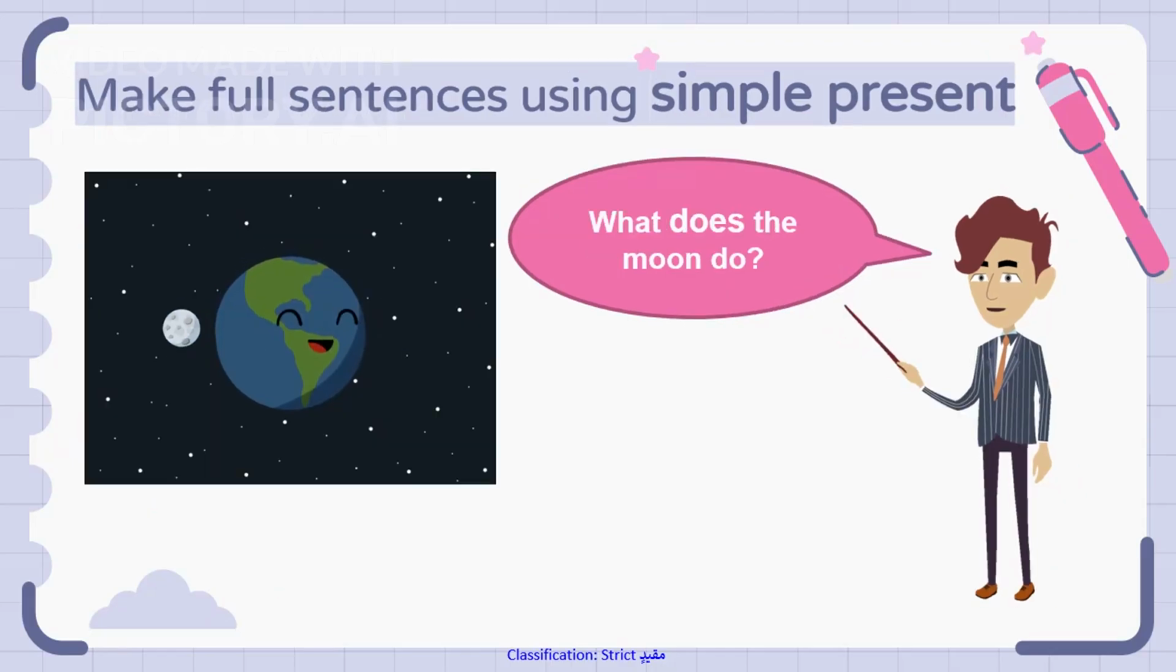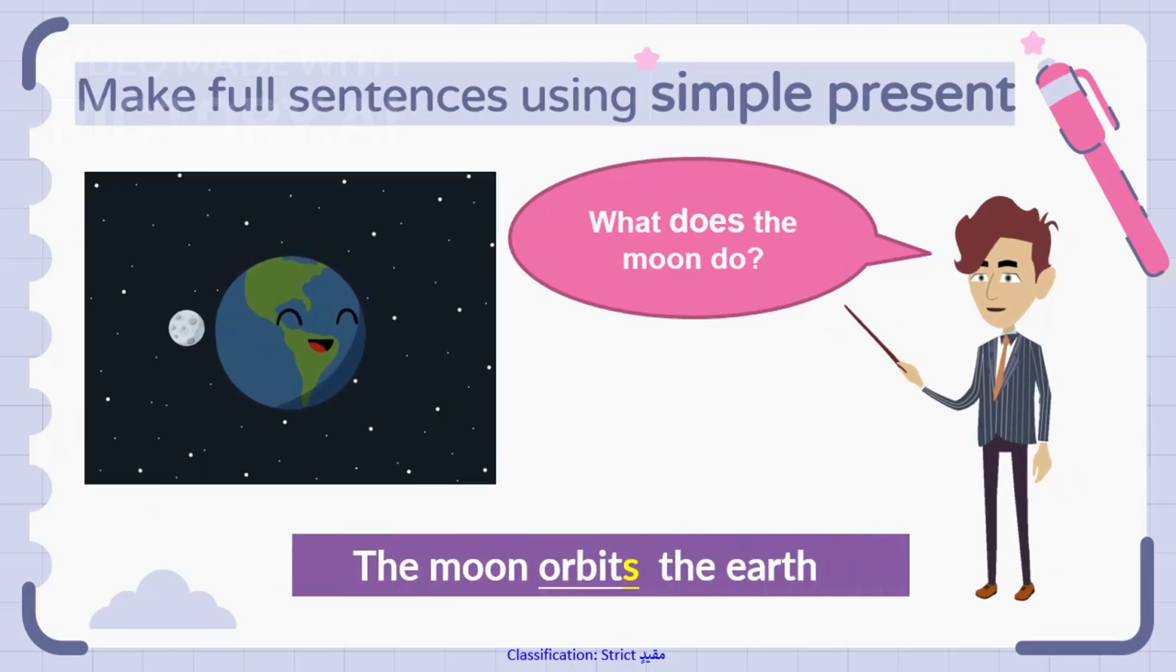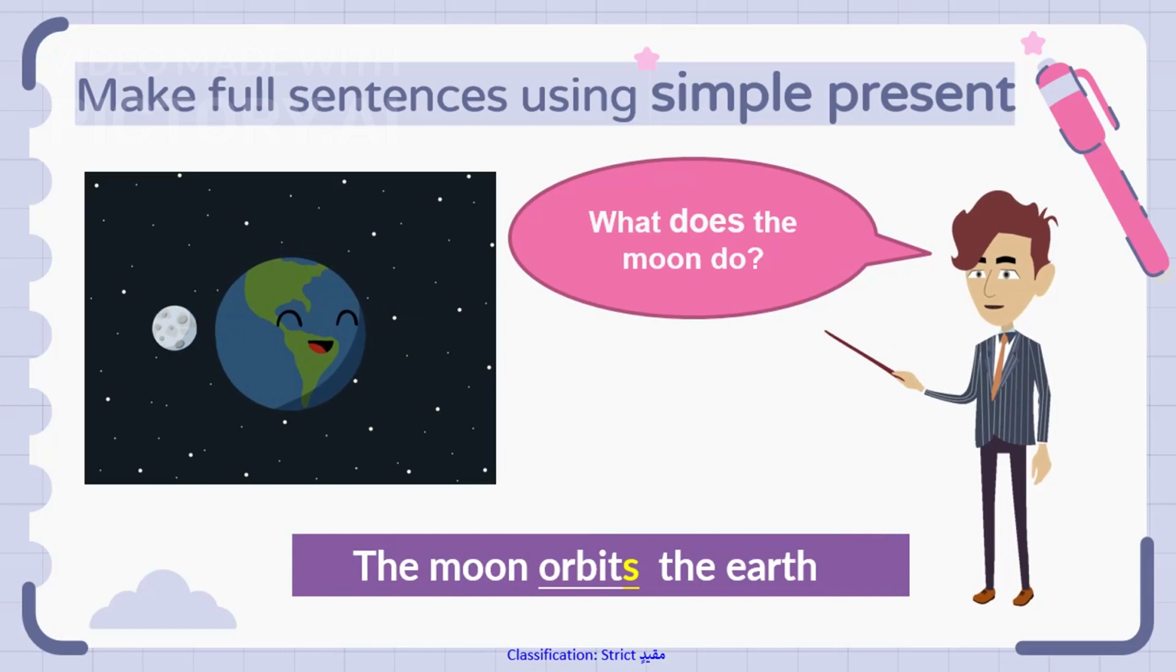The simple present is also used to describe natural phenomena. For instance, what does the moon do becomes, the moon orbits the earth. This tense helps us express universal truths clearly and effectively.